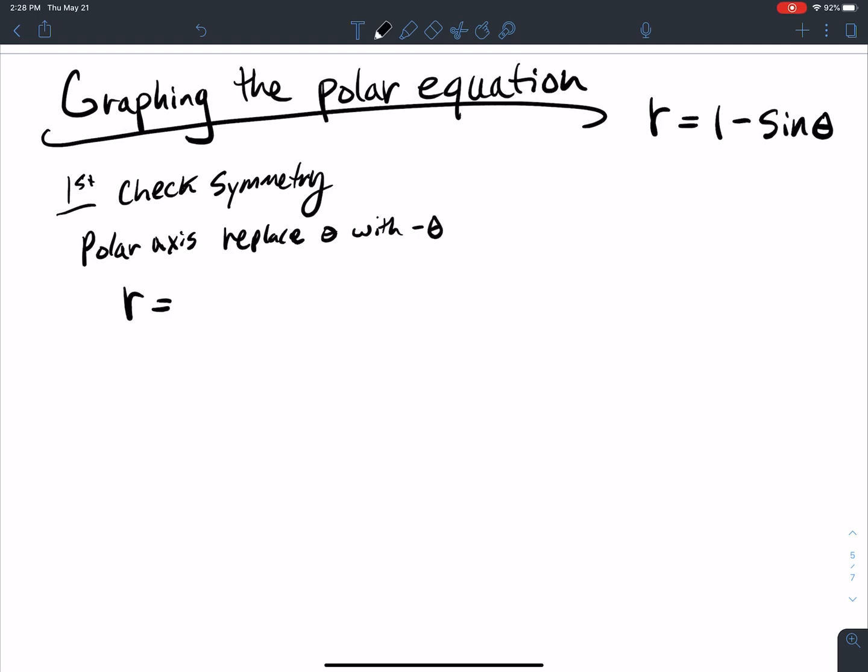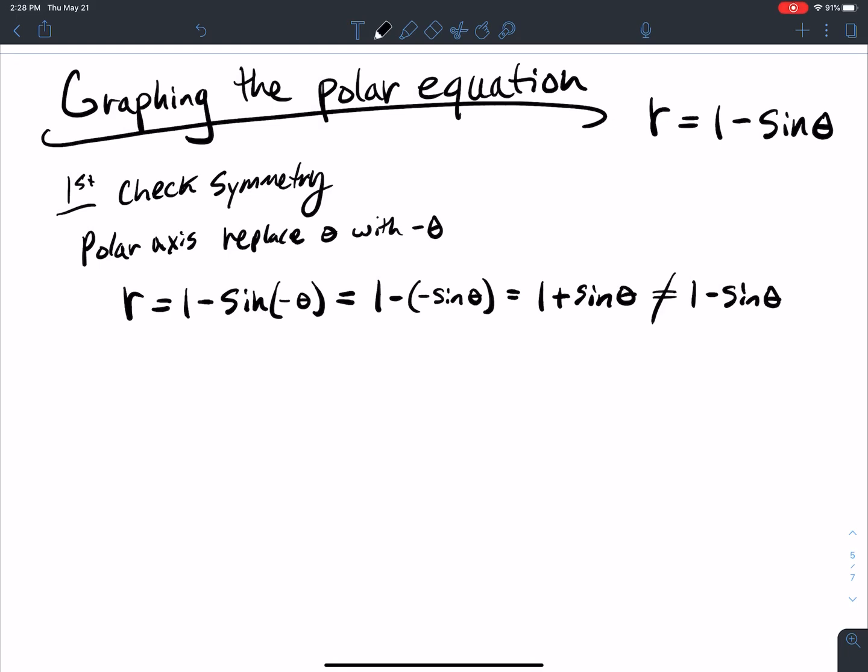So I get r equals 1 minus sine of negative theta. This results in 1 minus the negative sine of theta, since sine is odd. So this gives me 1 plus sine theta, which does not equal 1 minus sine theta, my original. So the test fails, so the graph may or may not be symmetric with respect to the polar axis.